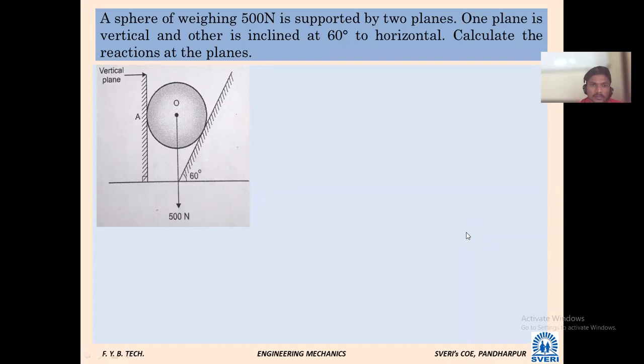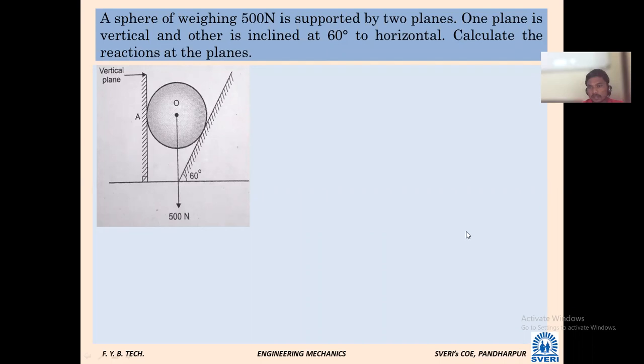A sphere of weighing 500 Newton is supported by two planes. One plane is vertical and other inclined at 60 degree to horizontal. Calculate the reactions at the plane. Very good. Thank you. There is another sphere given, whose weight is 500 Newton, supported by two planes. One plane is vertical, other is inclined at 60 degree to the horizontal. And we are supposed to calculate the reactions at the plane.